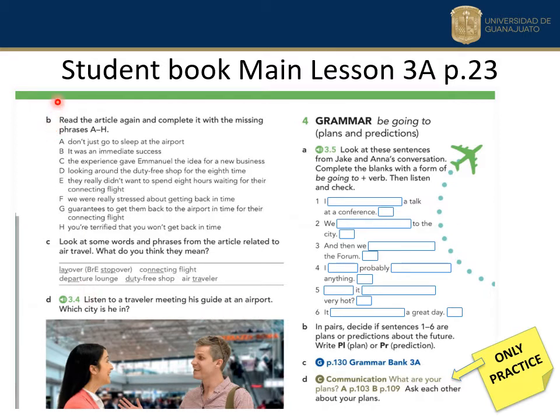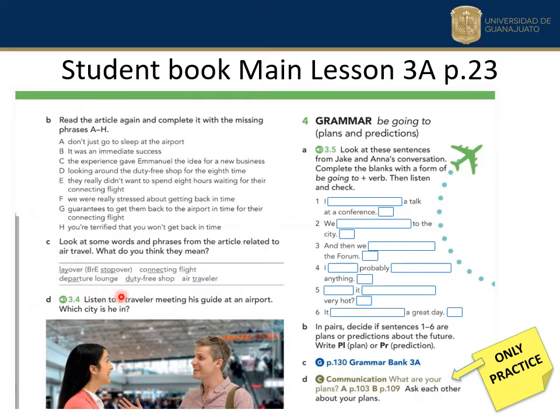Okay, so here is on part B. These are the phrases that you need to complete with the reading. Okay, so it says read the article again and complete it with the missing phrases. So just write the letter because there's too little space in there. So just write the letter depending on the one that corresponds. And on part C, it says look at some words and phrases from the article related to air travel. What do you think they mean?